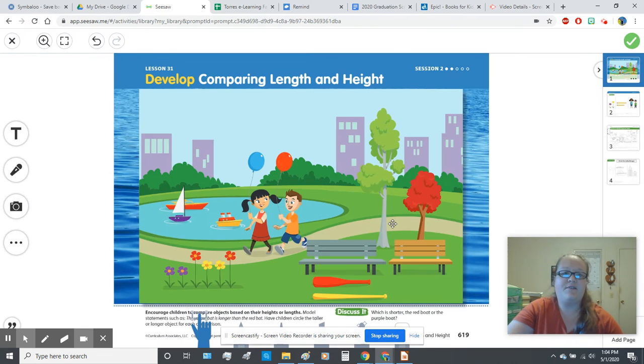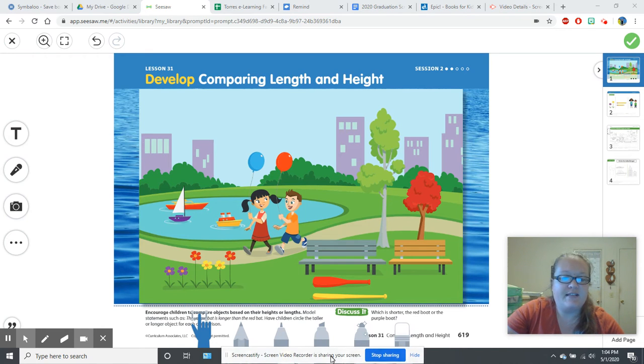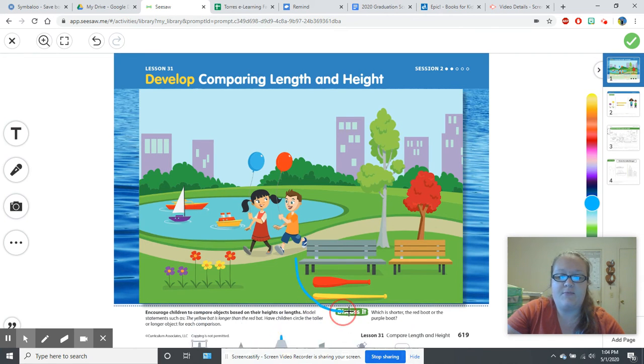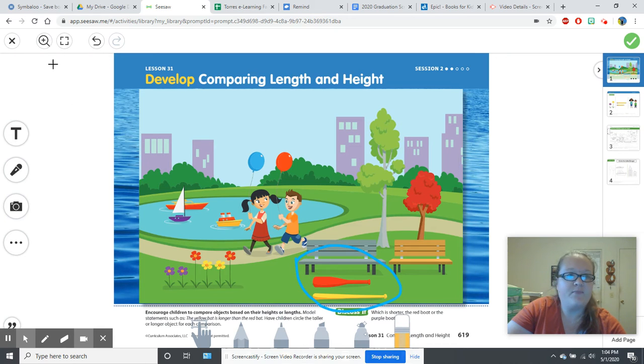In our lesson, we have this picture here of two children at a park. And we see lots of different things at the park that we can compare length and height. So let's start by looking at the red and yellow baseball bats, and you can see them down here. I'm going to circle them so that you can see them, but don't circle anything on your page because we will need to circle in a minute. So we're going to look at these two bats down here, okay?